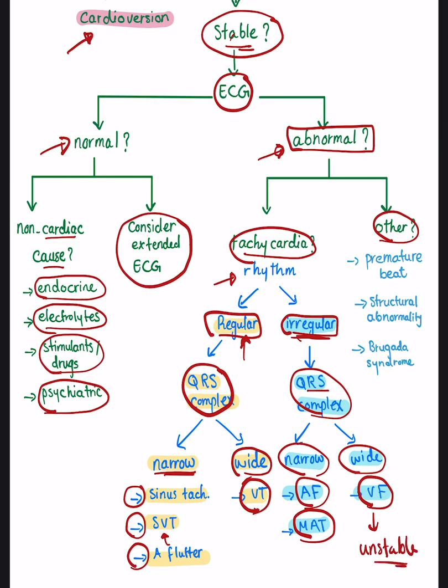Now you can also have other abnormalities like premature beats, structural abnormalities that you can spot on the ECG, or Brugada syndrome. You can also have Wolff-Parkinson-White syndrome here as well. So this is a very general framework for what to think about. These are the main diseases. You can also have other diseases which I'll touch upon.